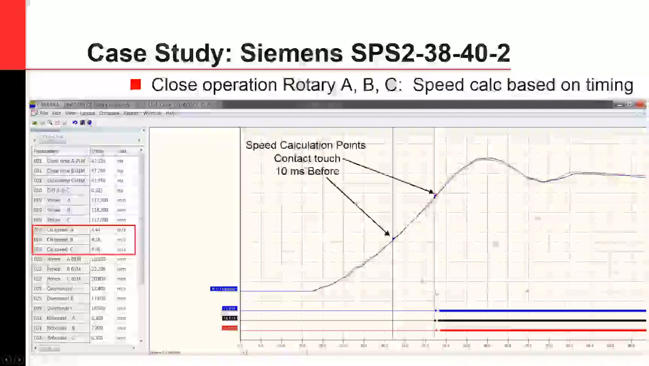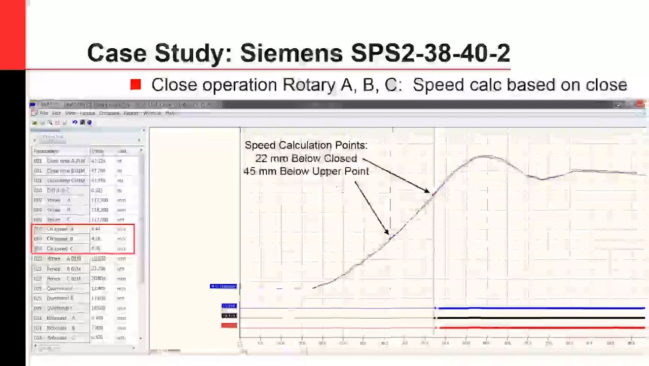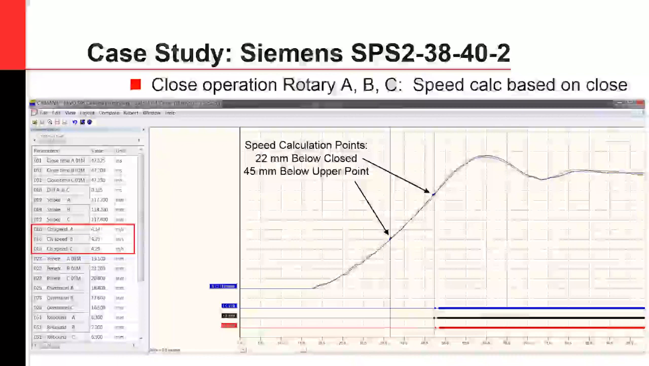So if I look at this and I say, okay, 22 millimeters below close and 45 millimeters below that upper point, now you'll see our close speeds are 4.34, 4.23, 4.29. So they're all pretty close to each other there. So they're pretty much on top of each other once we get rid of that time-based reference for speed.